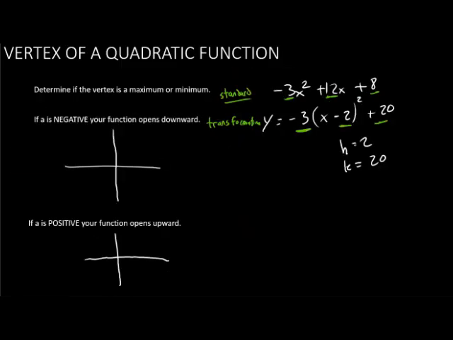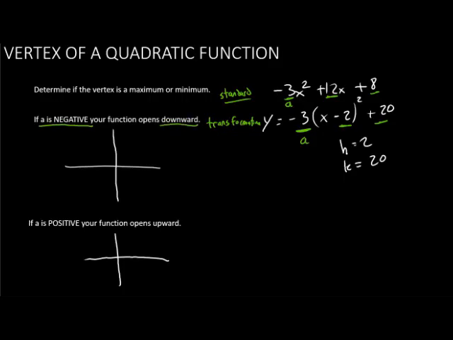You may also be asked if your vertex is a maximum or a minimum. I've written the standard form and the transformation form to our right, but really the only thing we have to look at is our a value, our a being the leading coefficient. In our standard form, the a was next to x squared, but in the transformation form, it is the number in front of the parentheses. But in either case, it is negative 3. If a is a negative number, your function will open downward.